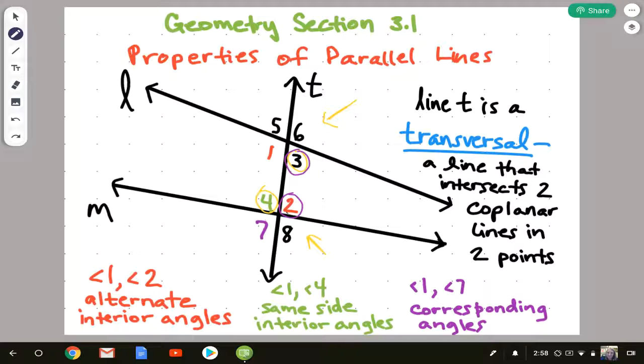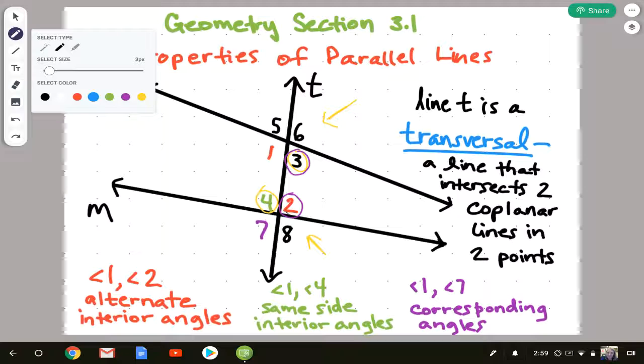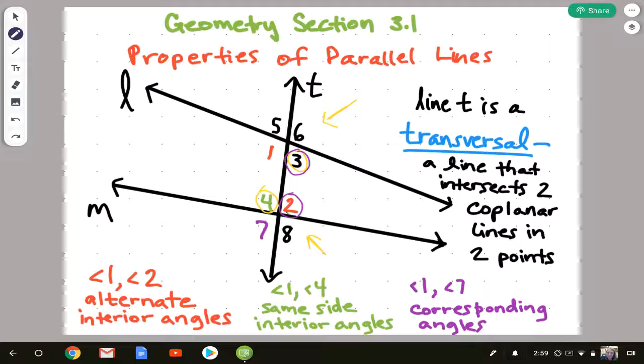Okay, finally, angle 1 and angle 7, which is in purple, those are called corresponding angles. That means they're in the same position relative to the transversal T and the line that it's intersecting, whether that's line L or line M. So notice that 7 is on the left side of the transversal and underneath line M, and angle 1 is also on the left side of the transversal underneath line L. So name another pair of corresponding angles.